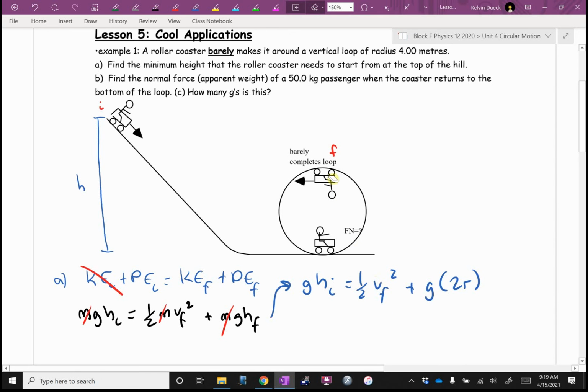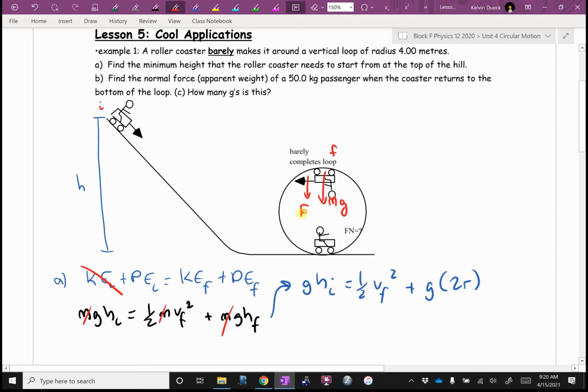Do I know the speed at the top of the loop? No. But maybe we can figure it out. At the top of the loop, what path are we tracing out? This is a job for a free body diagram. What are the forces at the top of the loop? Get the obvious one. What else? Which way? Whichever way the head is pointing.